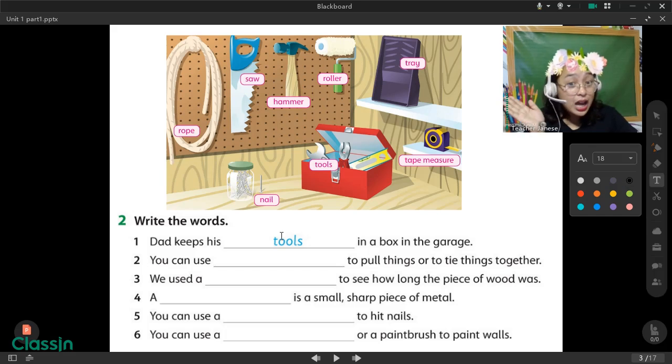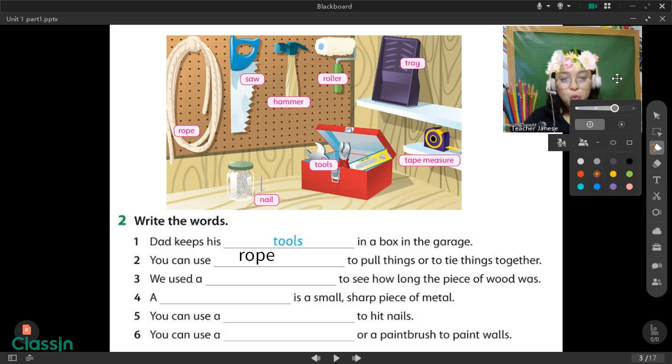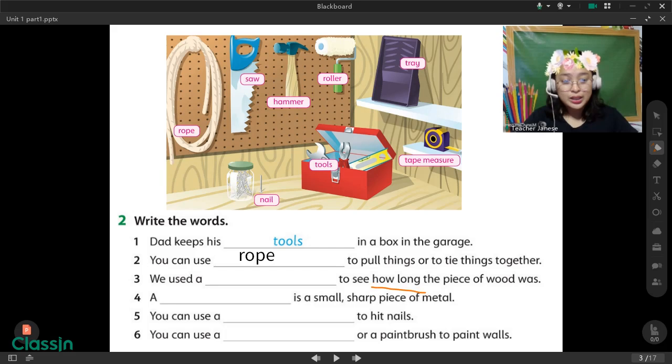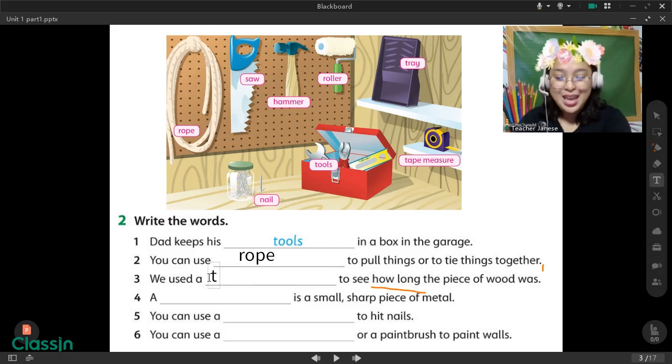Yes, it's a very good. It's a rope. Okay, number three. We used a blank to see how long the piece of wood was. Yes. Okay. So this one is, okay. The clue here is how long. Okay, this is how long. Now, what's your answer? Yes, that's great. It's a tape measure.